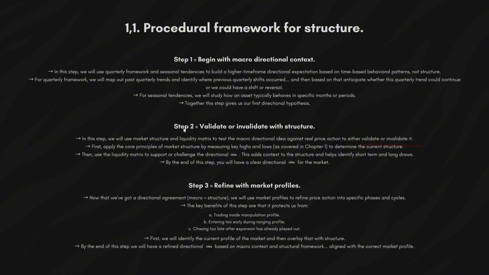And then after that, we will move on to step 2. Within this step, we will use market structure and liquidity metrics to test the macro directional hypothesis. Okay, the macro directional hypothesis. It's written as idea here, but this should have been hypothesis. I should have removed this word, but let's just ignore this. So what I was saying is that we will test the macro directional hypothesis against real price action to either validate it or invalidate it.